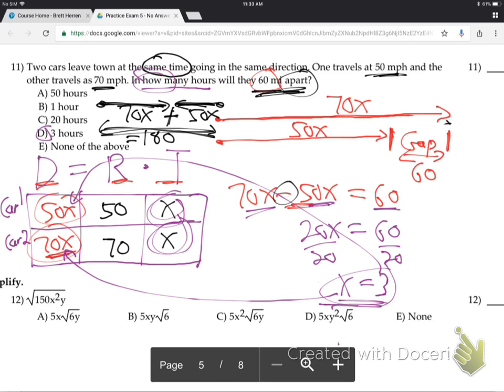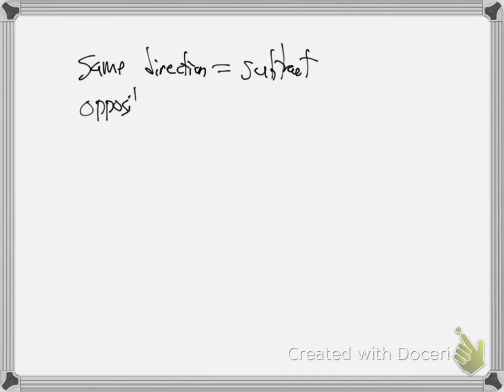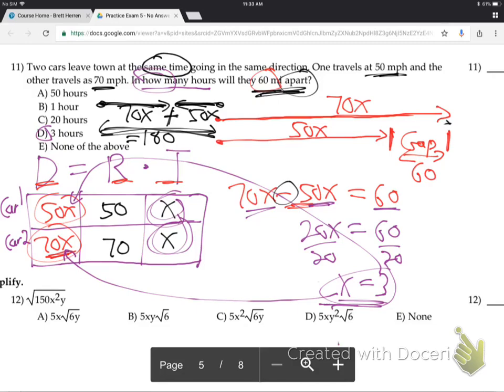If they're headed in the, I'm running out of place to write it here. Same direction, subtract. SS. Opposite directions, add. So let's look back.